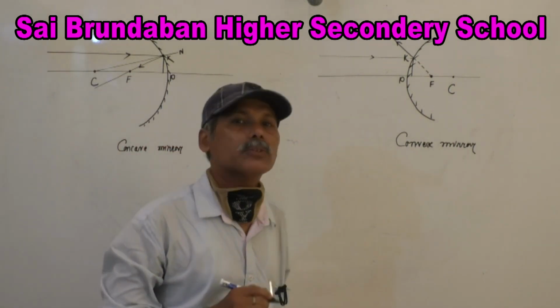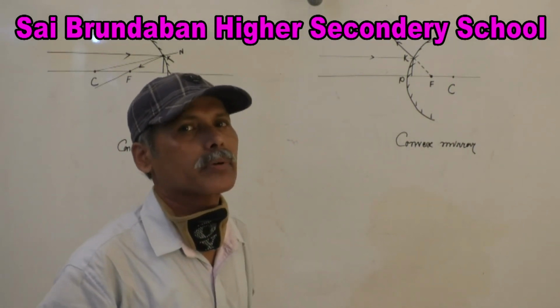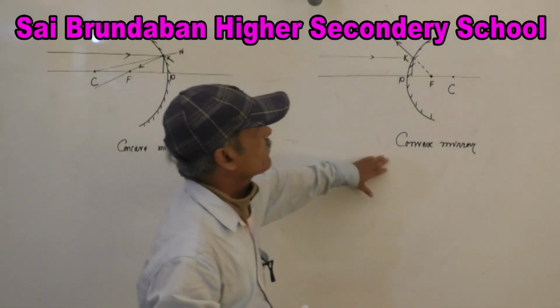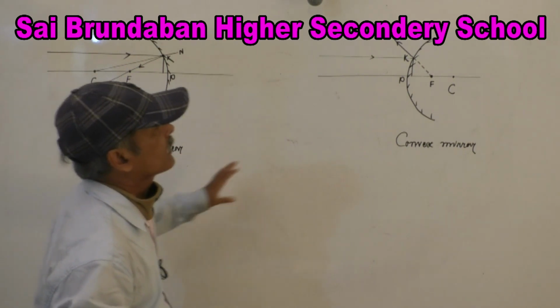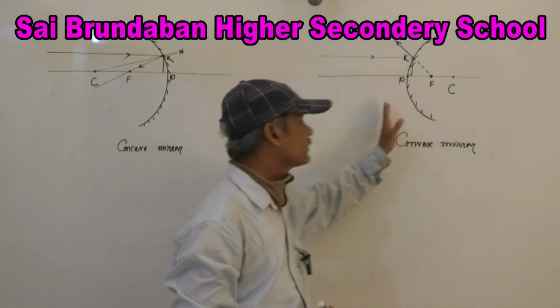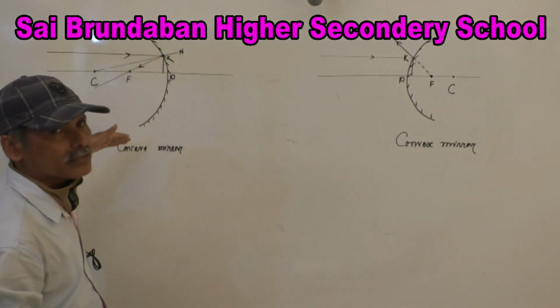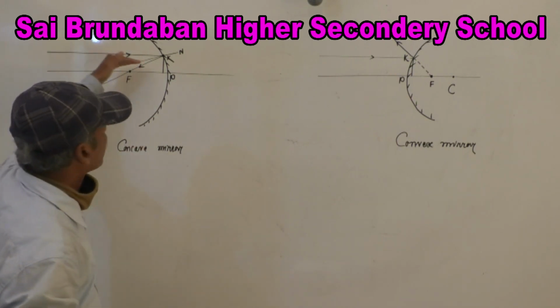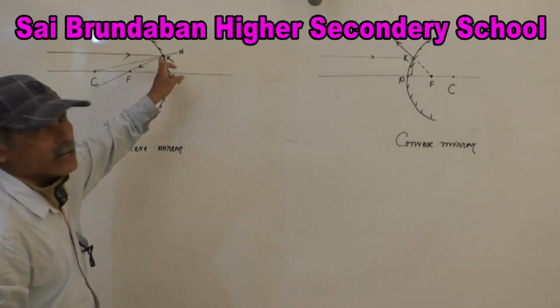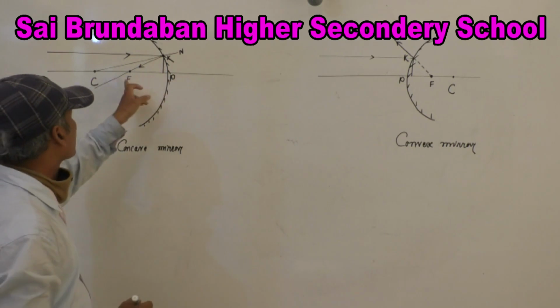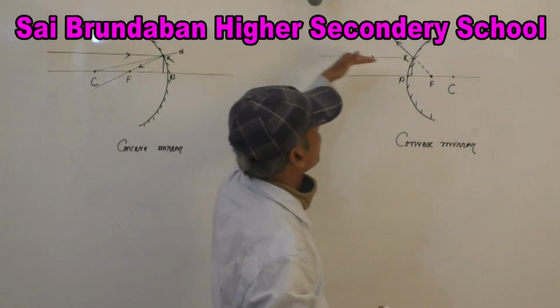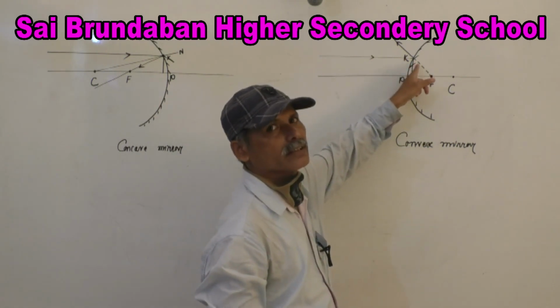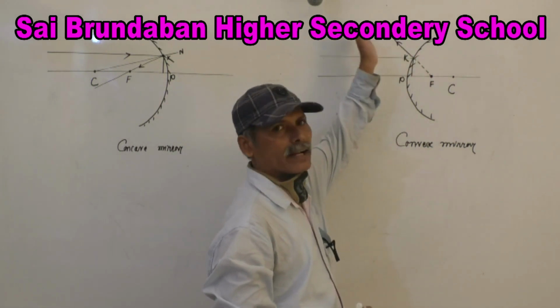You continue to draw, that will be better for you. This is a convex mirror, this is a concave mirror, this is the reflecting surface. A ray came, strikes the surface here and propagates through the focus. A ray came, strikes the surface here and reflects back.